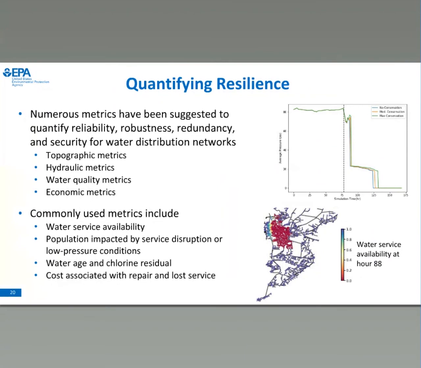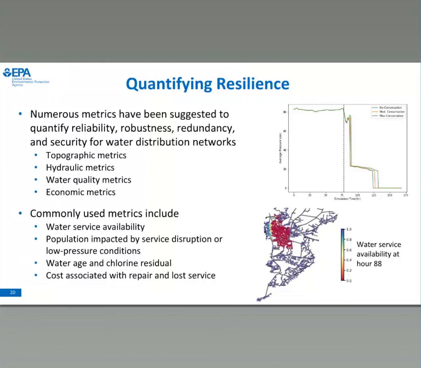Finally, using all this information, you're able to quantify resiliency. There are numerous metrics that have been suggested to quantify resiliency, reliability, robustness, redundancy, and security. And so we just have a selection of those available within WNTR. We define those as topographic metrics, in terms of maybe how connected the network is to each other in terms of redundant pathways. There's also hydraulic metrics in terms of pressure conditions and flow conditions. There's water quality metrics, maybe in terms of water age or chlorine residual. And again, economic measures related to cost.